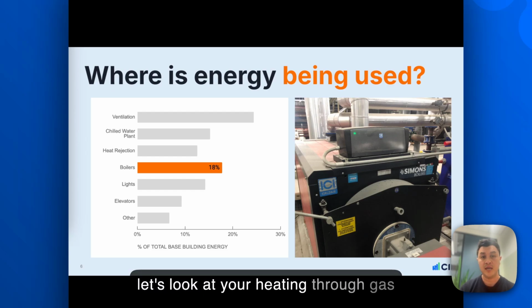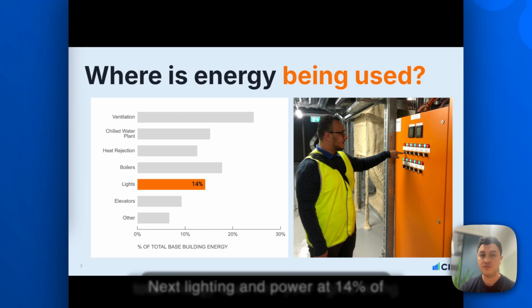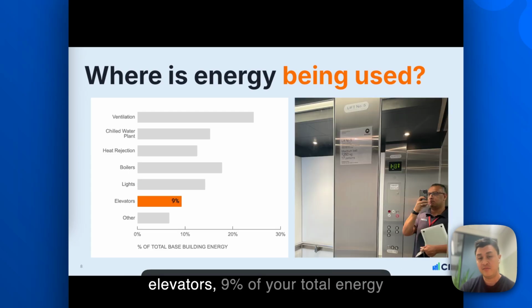Next, let's look at your heating through gas or electric boilers. Now, these on average use 18% of your building's energy, and can be far higher for buildings in cooler conditions. Again, the questions you need to ask include, are your boilers being called to run when it's warm outside? And are your hot water pumps malfunctioning? Next, lighting and power at 14% of total energy use. Are your lights being left on in unoccupied spaces overnight or during weekends? Finally, elevators, 9% of your total energy use. Do you know if your elevators are entering low energy standby mode when not in use?